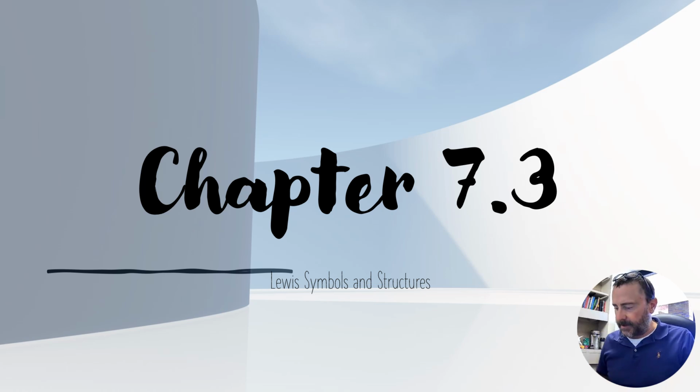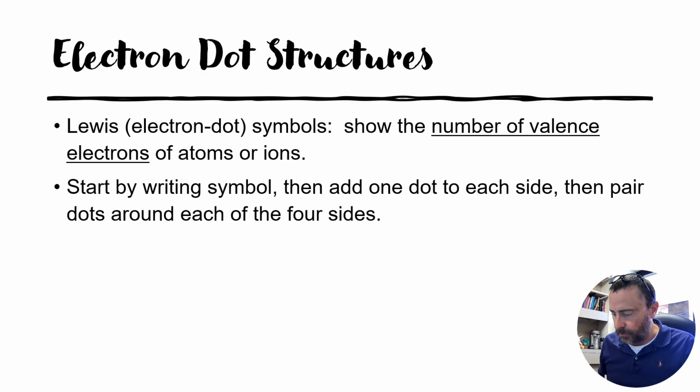All right, next off, we're going to start actually building molecules. That's the biggest part of this chapter overall, being able to draw Lewis dot structures and being able to actually draw different molecules as we go forward. So we are going to do this by drawing what we call Lewis dot structures. To draw Lewis dot structures, we are going to draw the symbol, and then we're going to add one dot to each side around them. And we're going to assume that there are 4 sides around anything that we're going to draw.